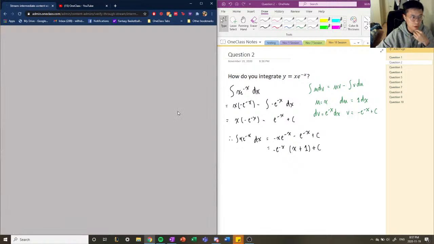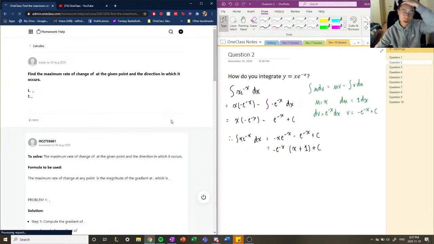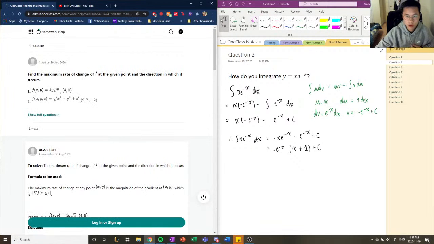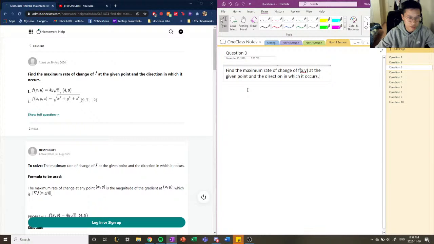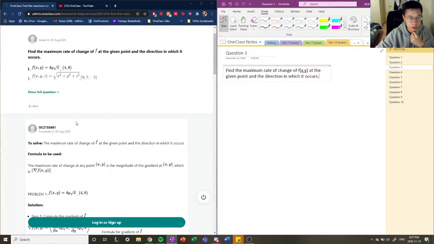All right, moving on to question number 3. Find the maximum rate of change of f of x, y at the given point and the direction in which it occurs. So this is a multivariable question, and it's asking us to find the slope of these functions at these given points.